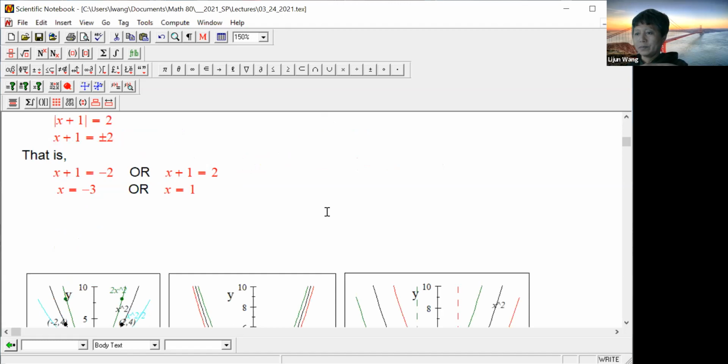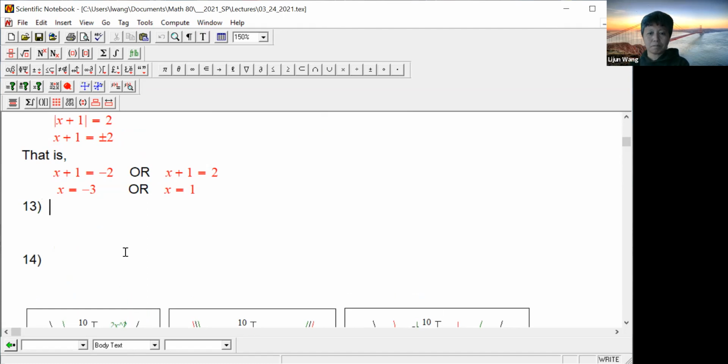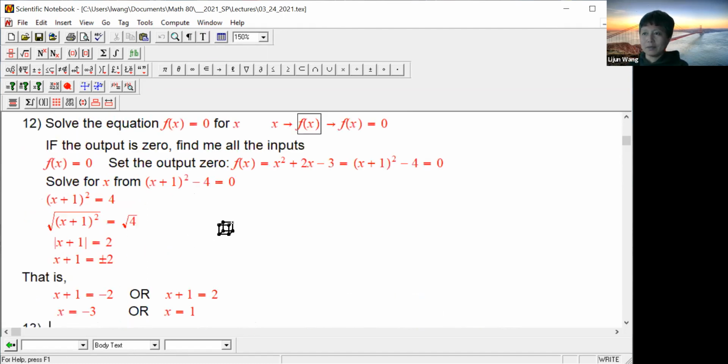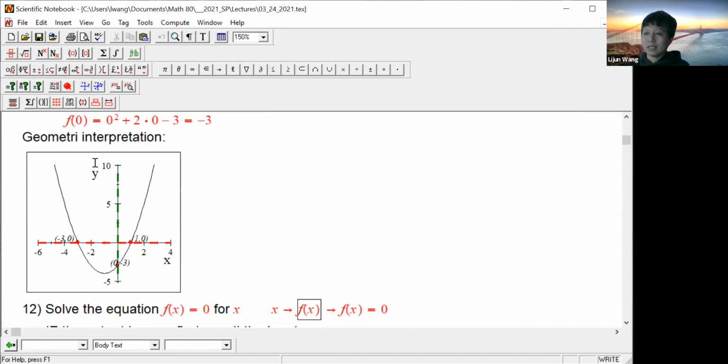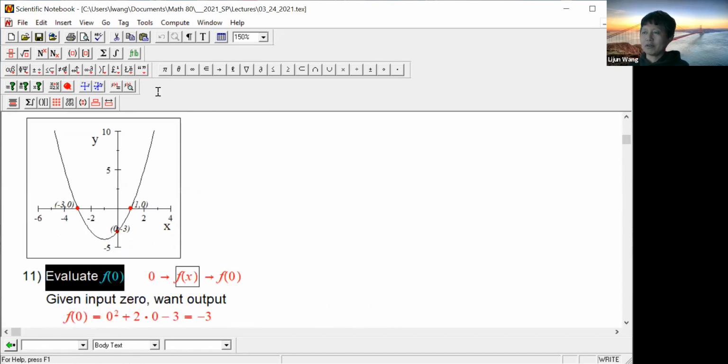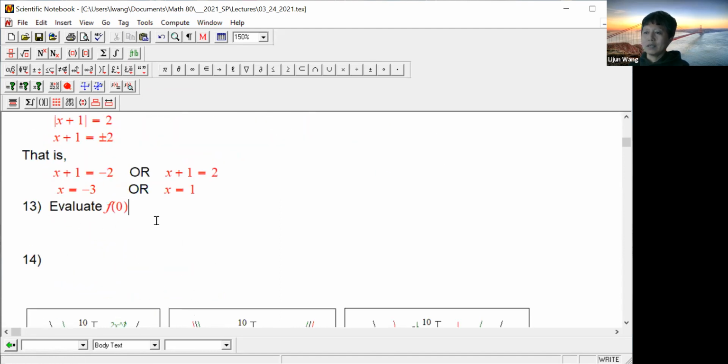Number 13 and 14. Okay, I'm going to copy and paste the third number. 11 says evaluate f of 0, right? And on 13, we say evaluate f of 1. So what has changed? The nature of the question didn't change. Only the number has changed, right?